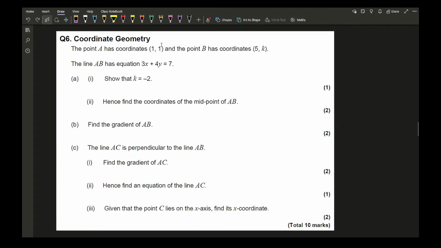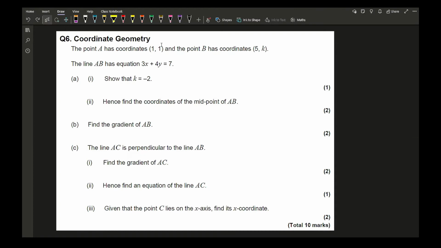for question 6. So with question 6, again, continue with coordinate geometry. It says point A has coordinates of 1, 1, and point B has coordinates of 5, k. And so the line AB has the equation of 3x plus 4y equals 7. Show that k equals 2.